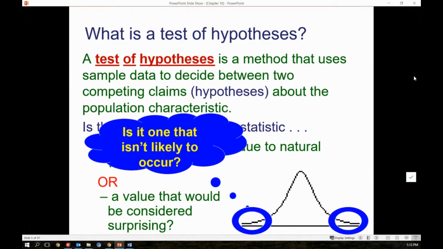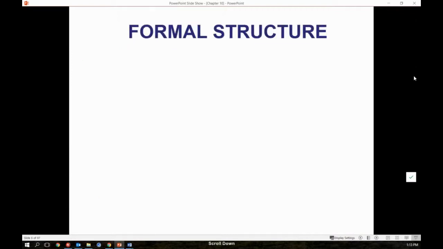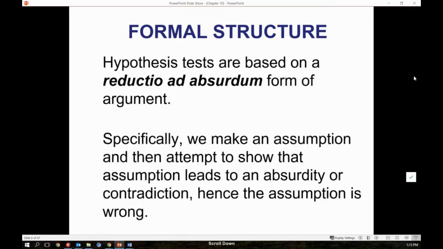Okay, so if it's not likely to occur, that means we're out in the tails of our distribution. So let's set up the formal structure for these hypotheses. These tests are based on something called reductio ad absurdum, a form of argument. Essentially what that's saying is we make an assumption and then attempt to show that that assumption is an absurdity or a contradiction. Therefore, it's wrong.